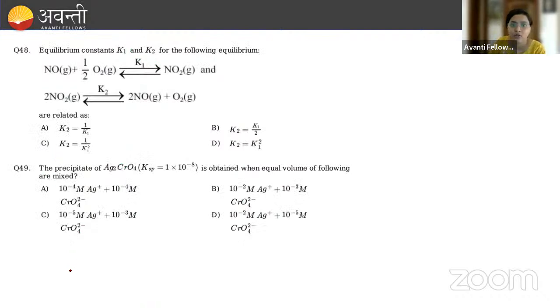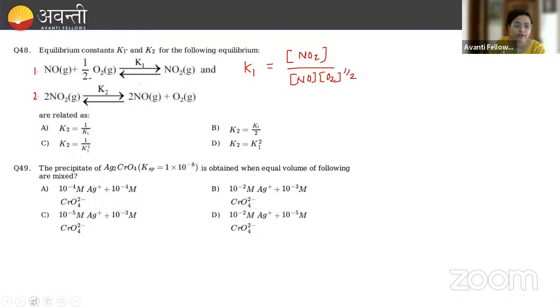Equilibrium constants K1 and K2 for the following equilibrium. Here we have two reactions, this is reaction number 1 and this is reaction number 2. We are asked how these equilibrium constants are related to each other. First, let's calculate the equilibrium constant for the first reaction, K1. What is the equilibrium constant? Concentration of product divided by concentration of reactant, and whatever the number of moles are present here, they will go to the power of this.